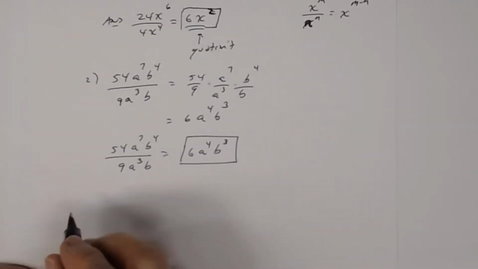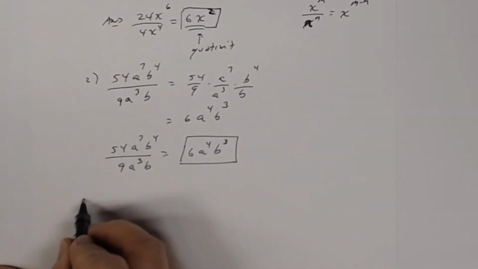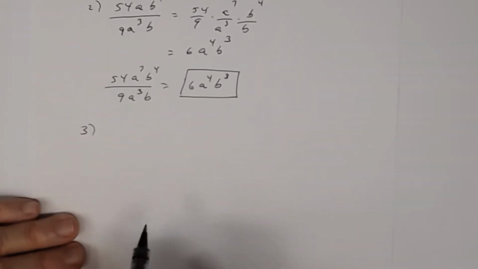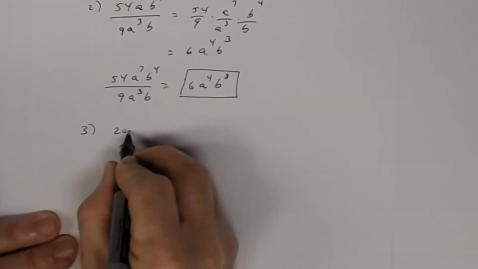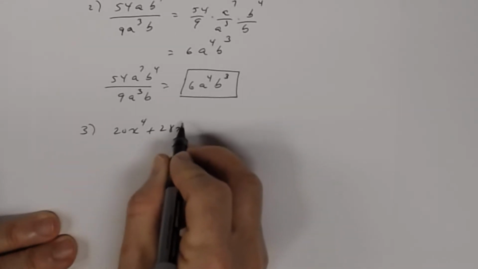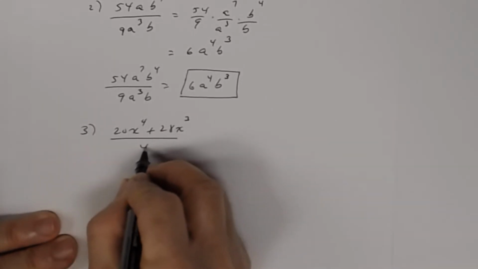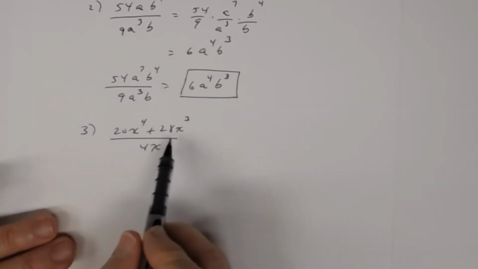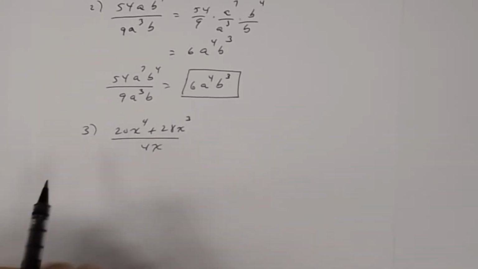All right, let's look at number three. Let's suppose we had 20x to the fourth plus 28x cubed divided by 4x. So now notice I have two terms divided by a monomial.